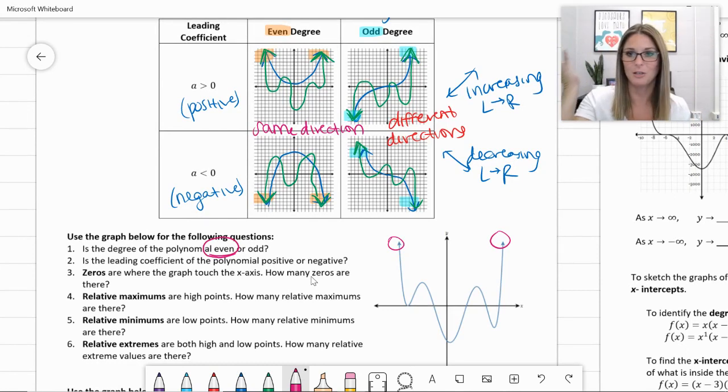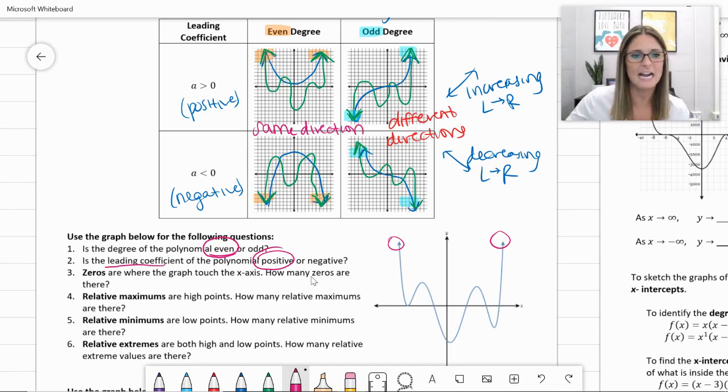I have no idea what this polynomial looks like. It could be crazy. It could be wild. But I do know the degree is even. The leading coefficient, is it positive or negative? Because both arrows are going up, it's positive. Think about your normal parabola, smiley face, both arrows are going up, even degree.